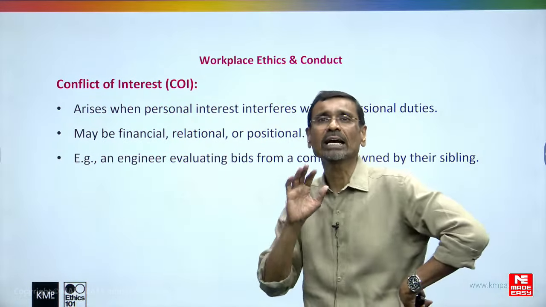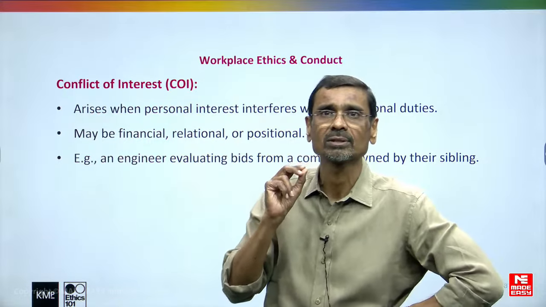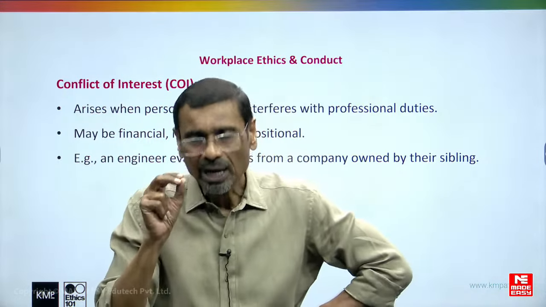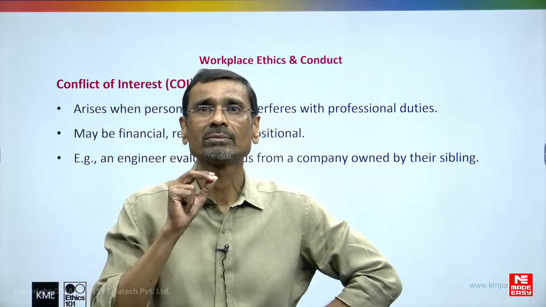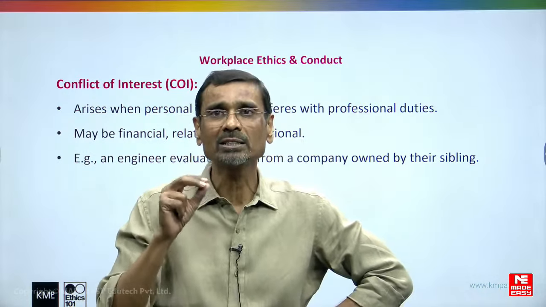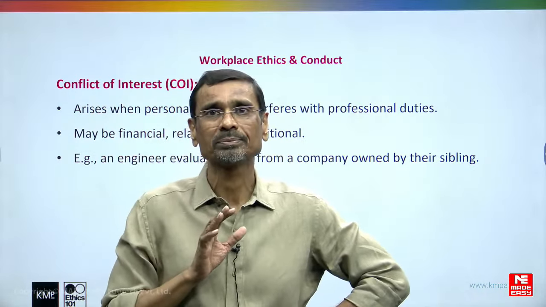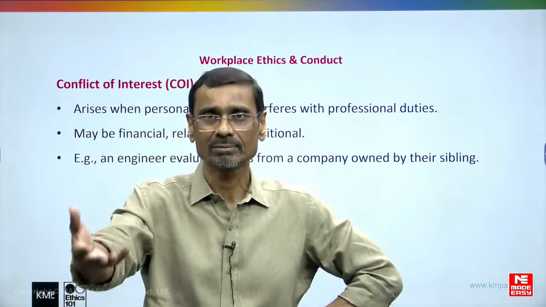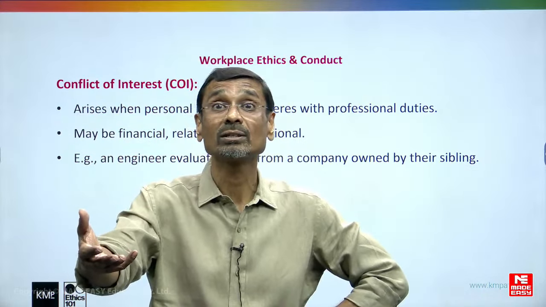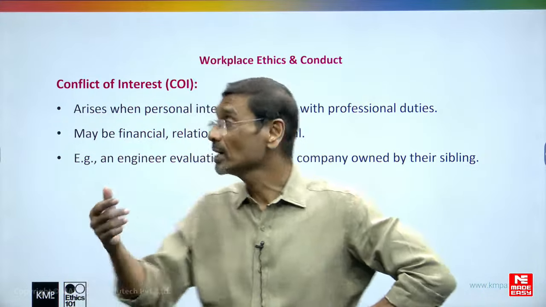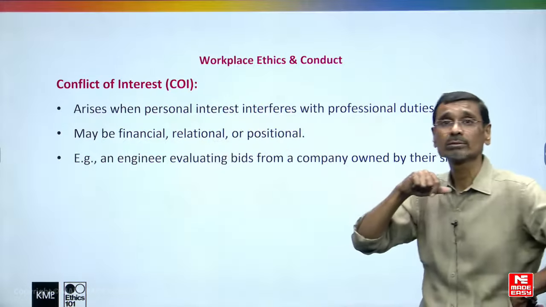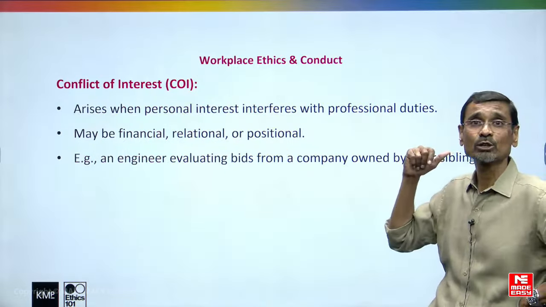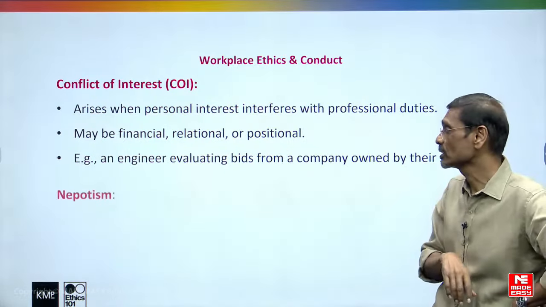Suppose you are part of the tender procurement process, and as part of the procurement team, what you see is your brother has applied for the tender. So obviously you will favor your brother. Why? Because of personal relations. But favoring your brother is harming public interest and professional duties. That's called conflict of interest.